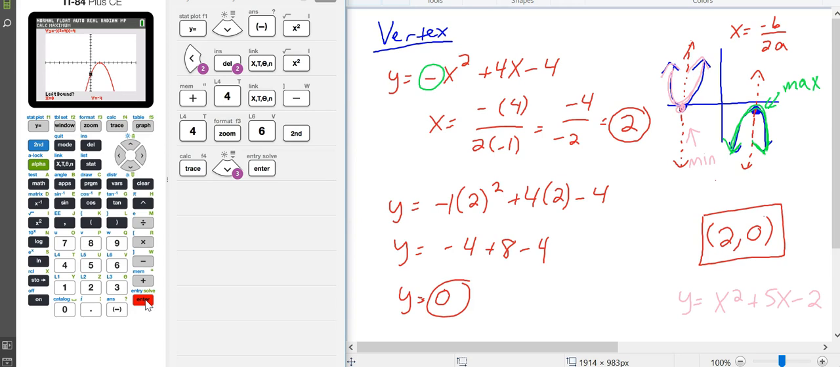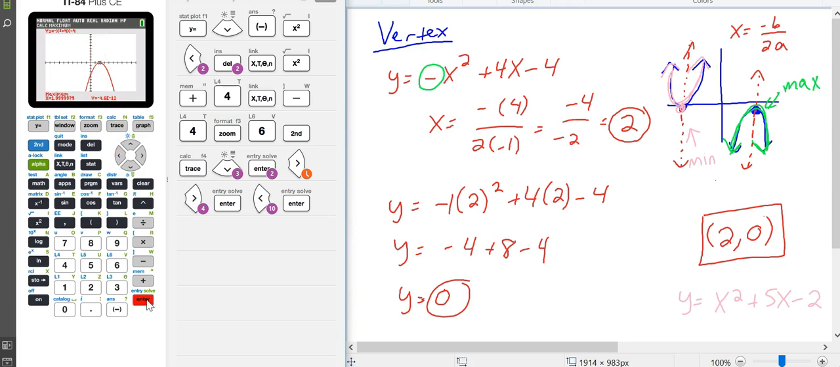Then they tell us to find the left bound. We want to go anywhere to the left of the maximum. So we're on the left of the maximum, click enter. Now they want the right bound. Go anywhere to the right of the maximum. Somewhere over here is good enough. Click enter. Then the calculator wants us to guess. So just scroll over to the maximum and click enter.